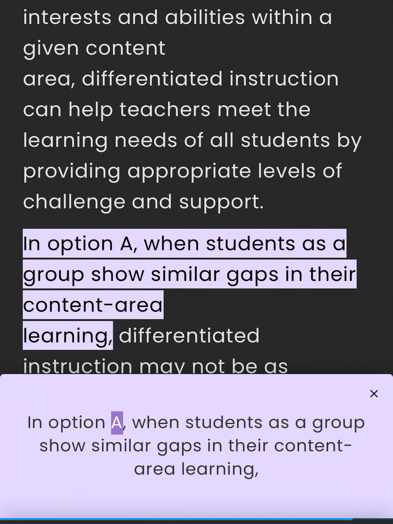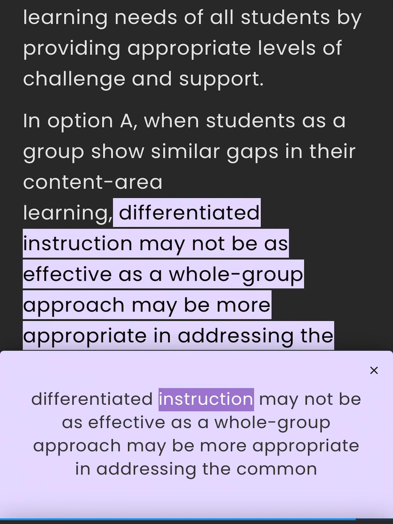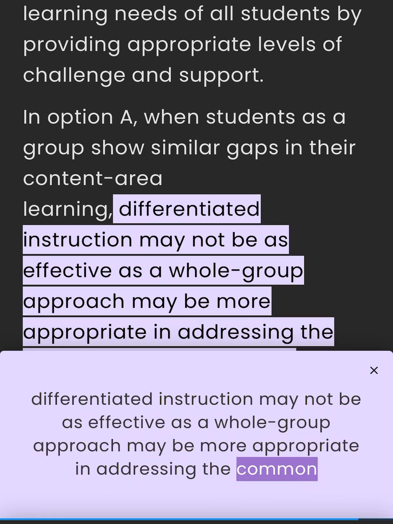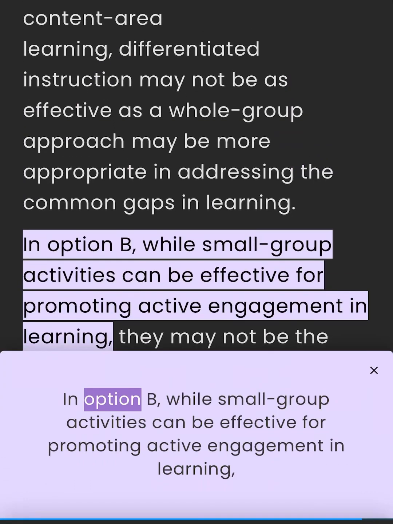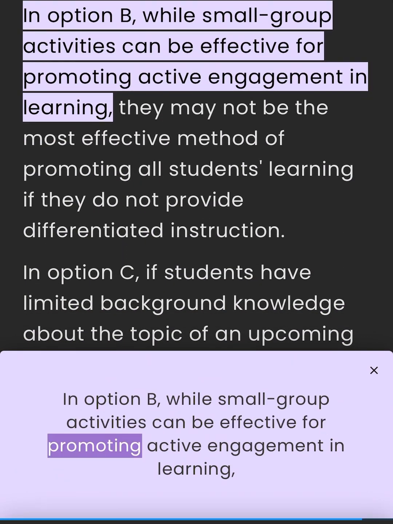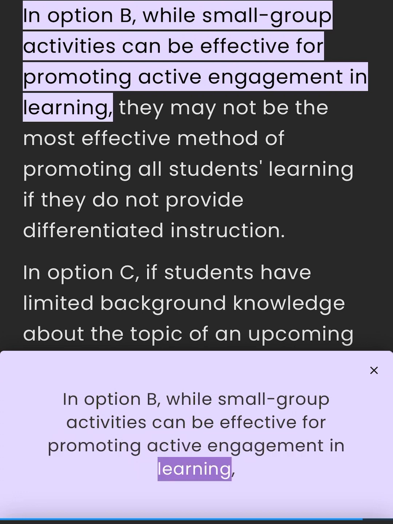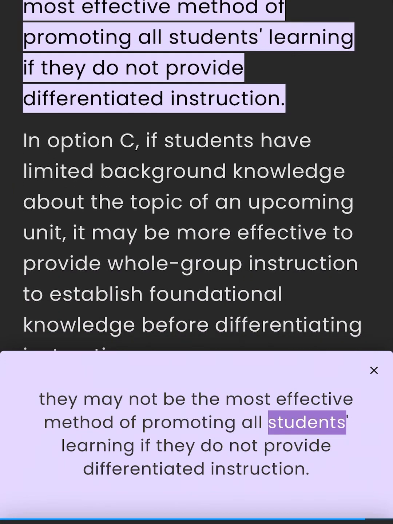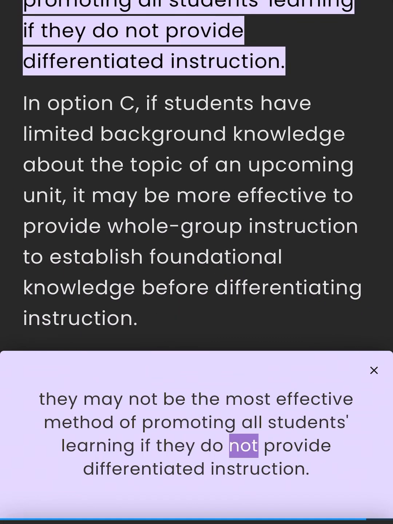In option A, when students as a group show similar gaps in their content area learning, differentiated instruction may not be as effective, as a whole group approach may be more appropriate in addressing the common gaps in learning. In option B, while smaller group activities can be effective for promoting active engagement in learning, they may not be the most effective method of promoting all students' learning if they do not provide differentiated instruction.